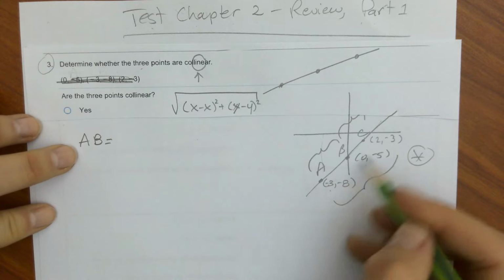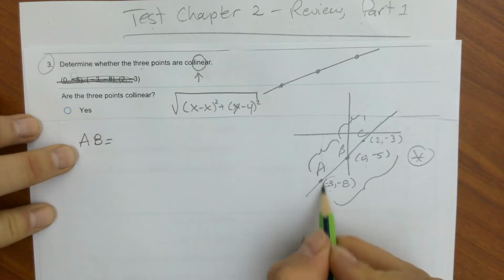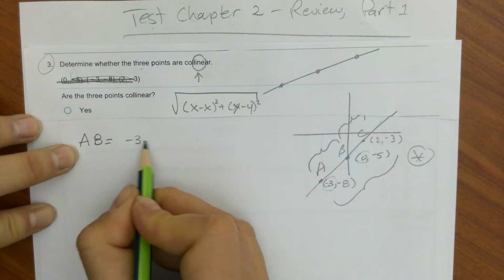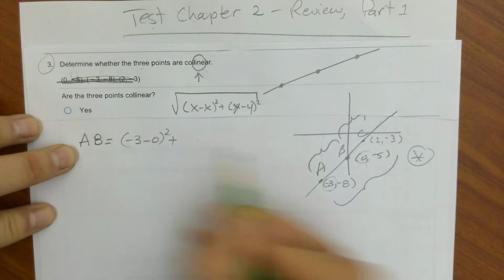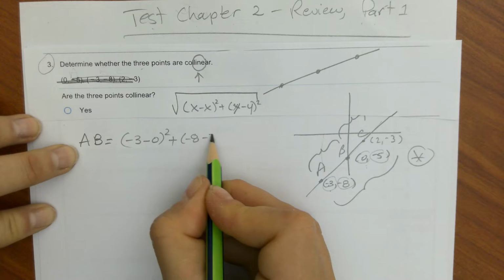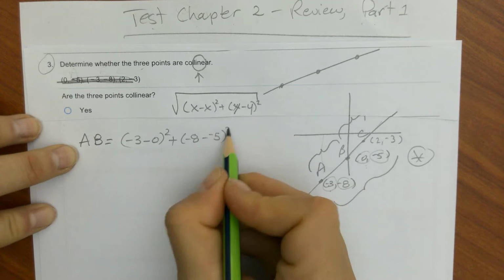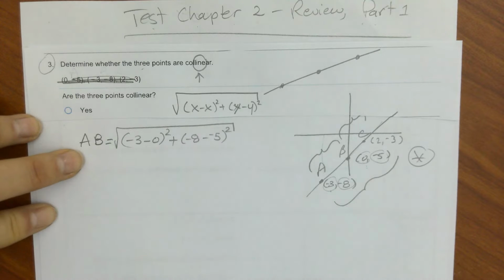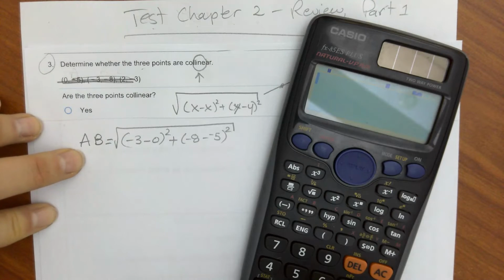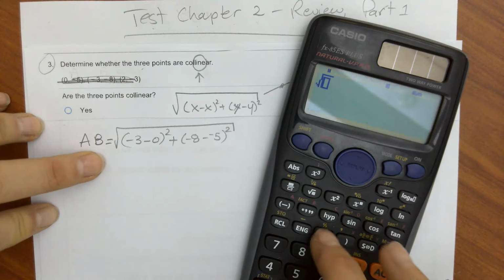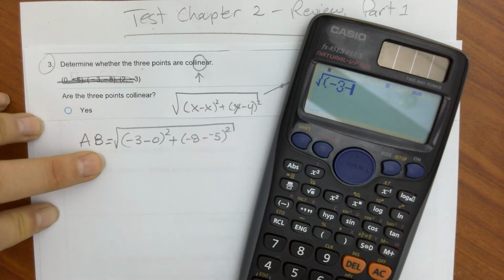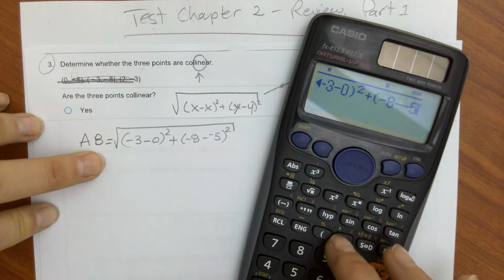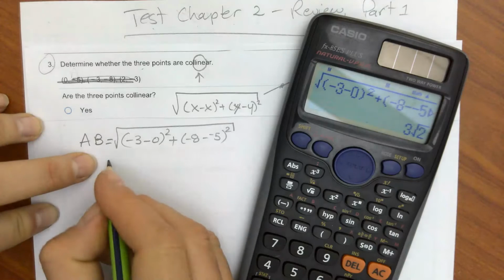So I'm going to do AB. I'm going to subtract my x's, -3, subtract 0. Now I'm going to subtract my y's, -8, subtract, -5. Be careful, there's lots of negatives there. And then take the square root. Let's throw it all in the calculator at once. -3, subtract 0, squared, plus -8, subtract, -5, bracket squared. So that's equal to 3√2.